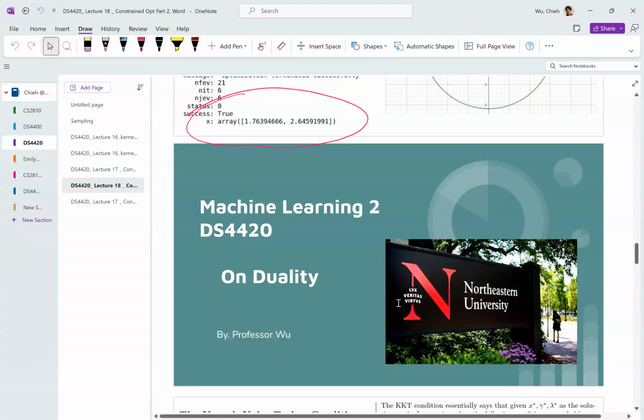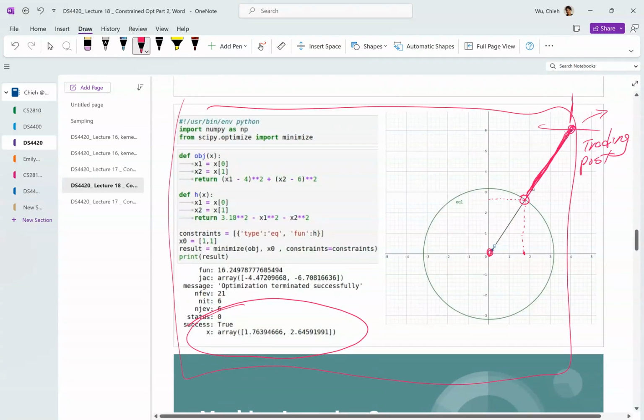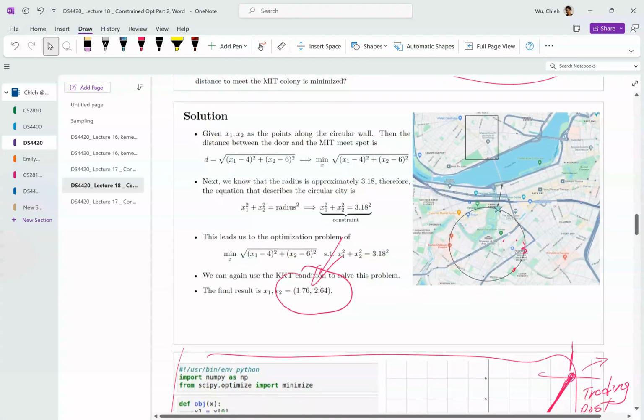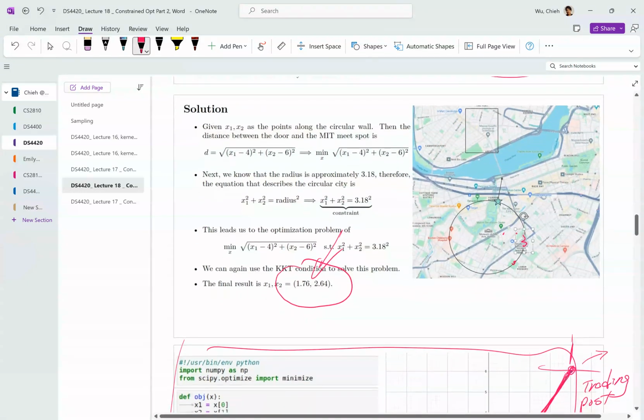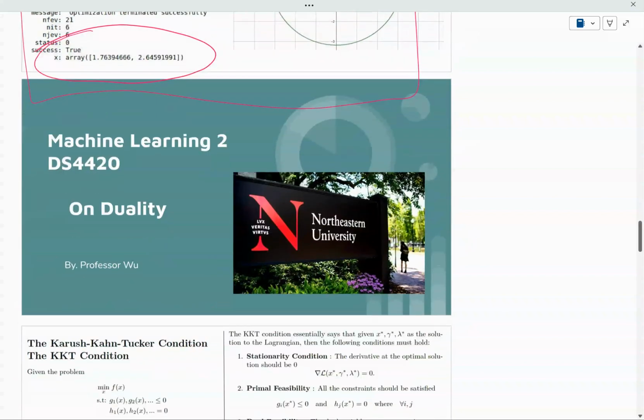All right, so for this lecture, this is a continuation of constraint optimization. Last time we solved this problem here. Essentially, we're trying to figure out how we would go from our colony to the trading post with the shortest distance. Therefore, we got to pick the correct door to pick, all right? So we're going to continue with constraint optimization. And today we're going to cover a different idea called duality.